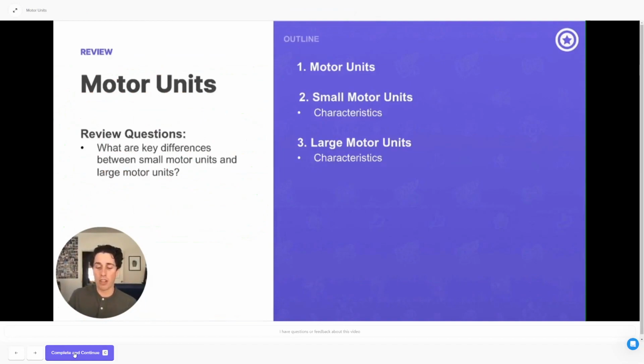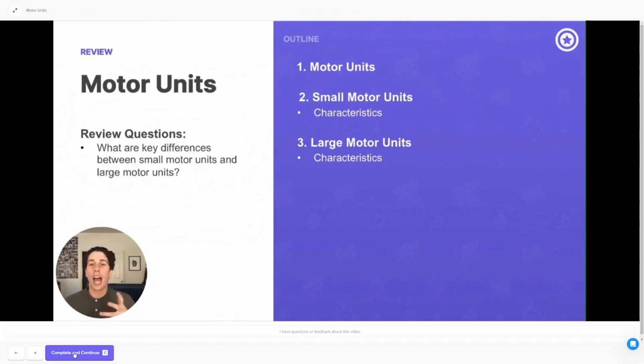All right, so that's going to be it for this video. So we've just talked about all these things over here. So the motor units, we have that functional definition being one motor neuron and all of the muscle fibers that it innervates. And then we talked about these small motor units and these large motor units as well. So I have a review question right here for us. And the review question is, what are the key differences between small motor units and large motor units?